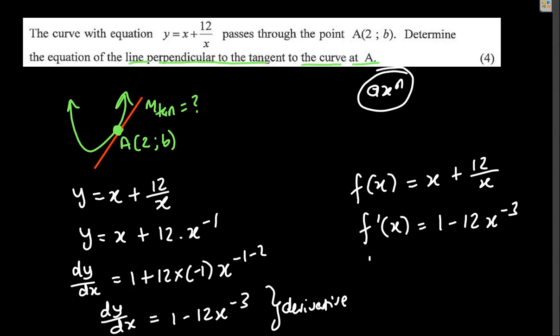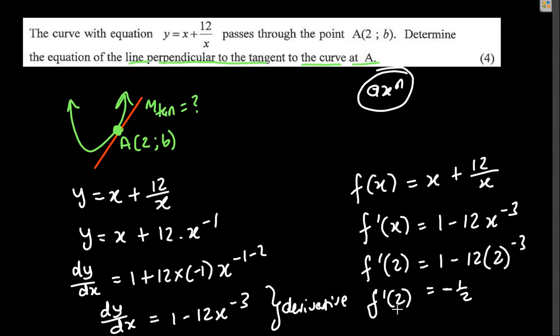So I can say f prime of 2 will be equal to 1 minus 12 into 2 to the power negative 2. Then I will get the answer for this. Put it in your calculator. So the answer is negative half, right? It's negative half. So it tells you that the derivative at 2 is negative half. It means the gradient of the tangent will be negative half at x equal to 2.